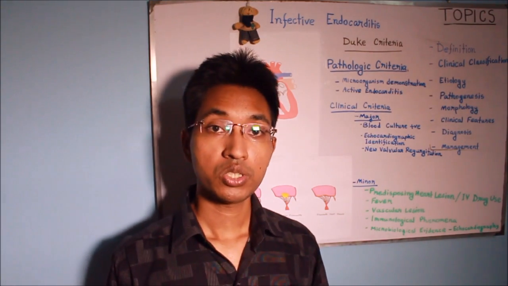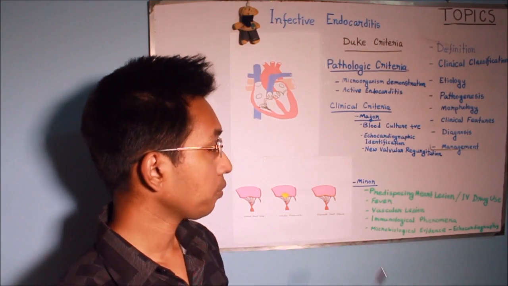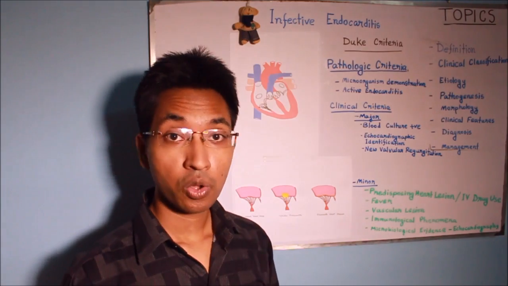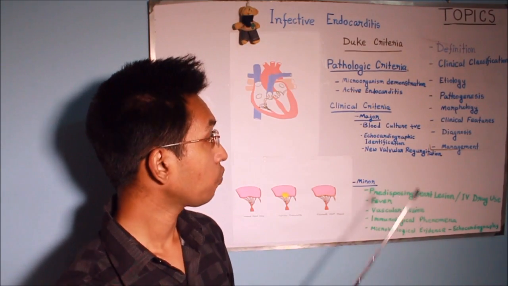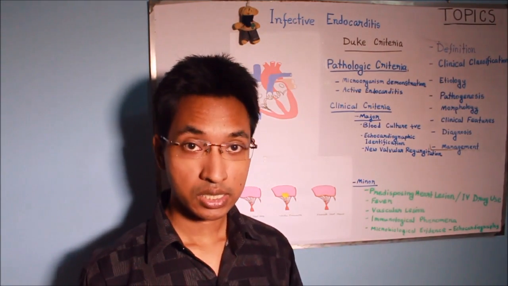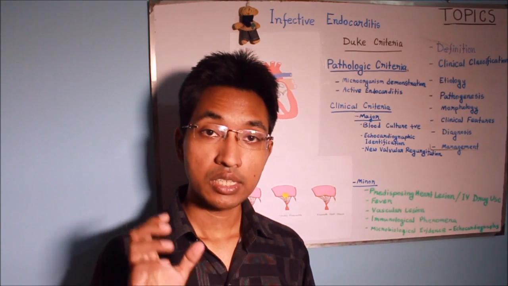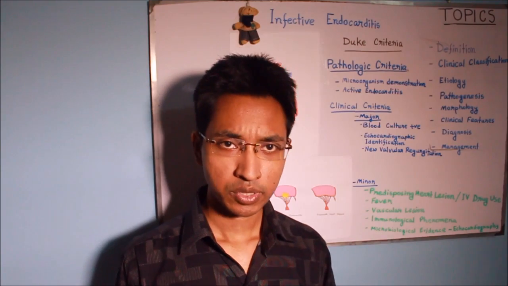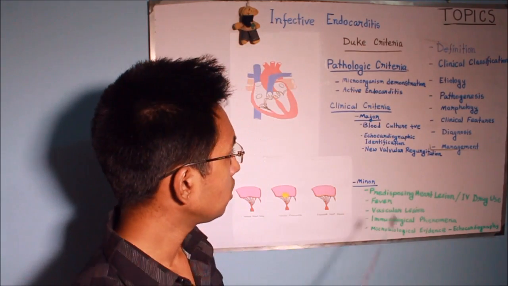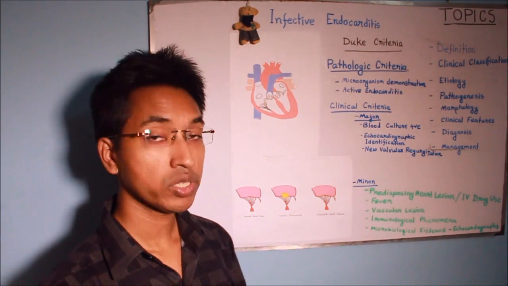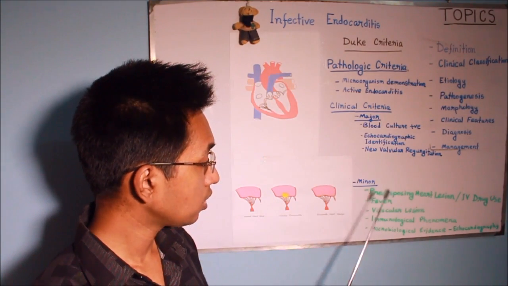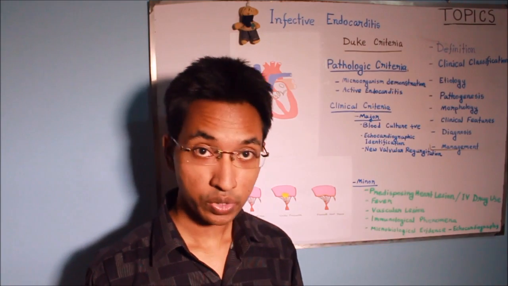So that was the first criterion. The second criterion was histologic confirmation of active endocarditis that is occurring in the vegetations or in the intracardiac abscess. Moving on to the clinical criteria, first we can see that there are two types, major and minor clinical criteria.